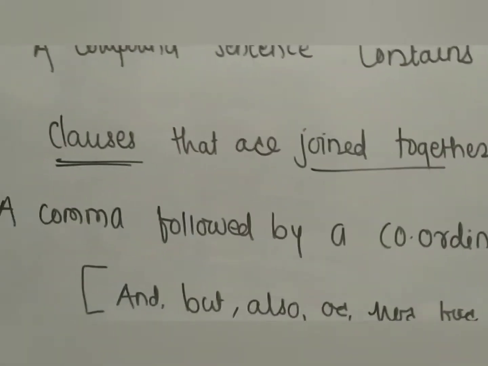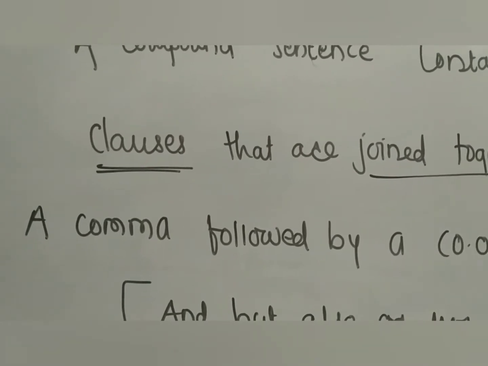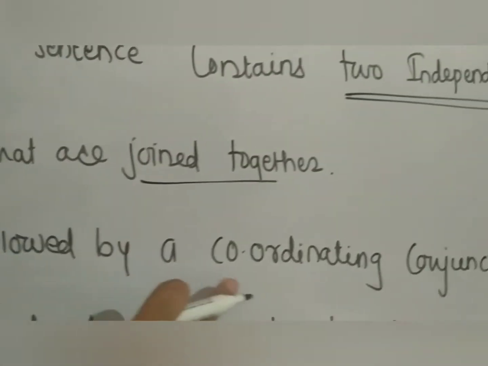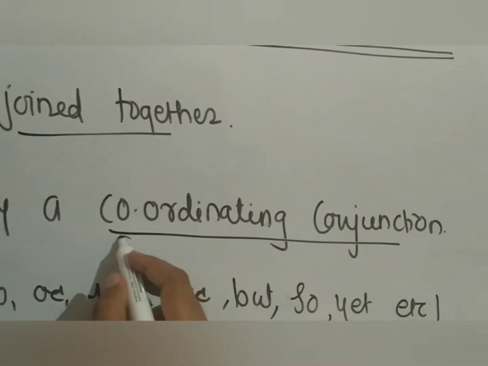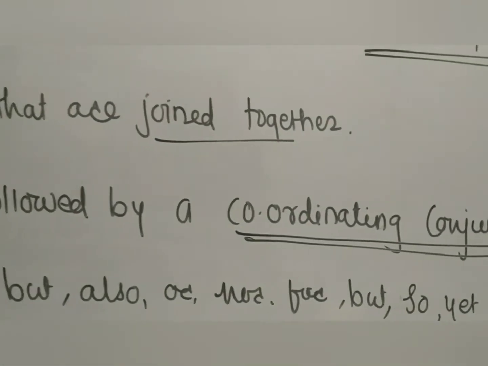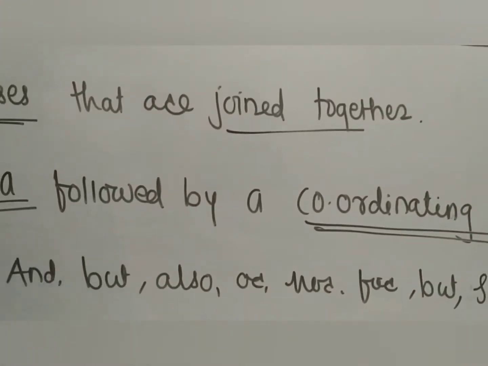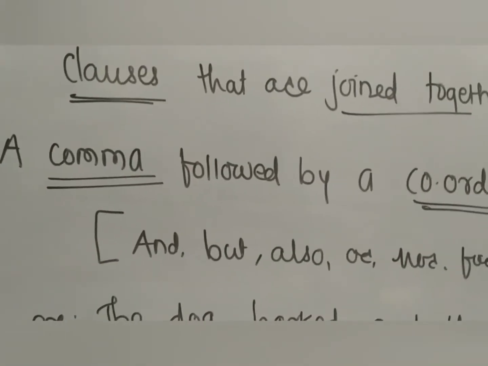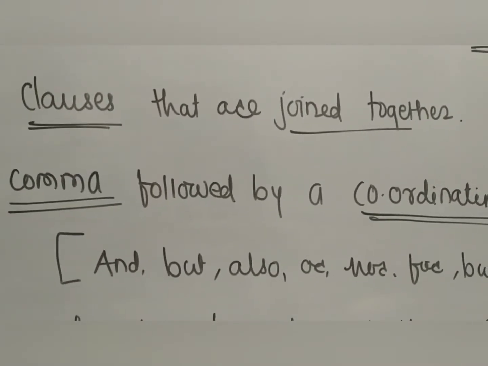Now first, let's see how to make a compound sentence. There are some rules like this: a comma followed by a coordinating conjunction. So when we write a compound sentence, we use a coordinating conjunction and a comma. Friends, in grammar, when we write a sentence, you must follow the rules and regulations of grammar.